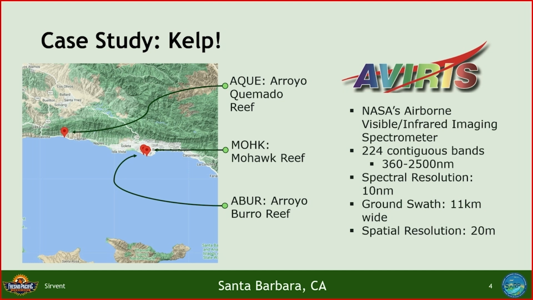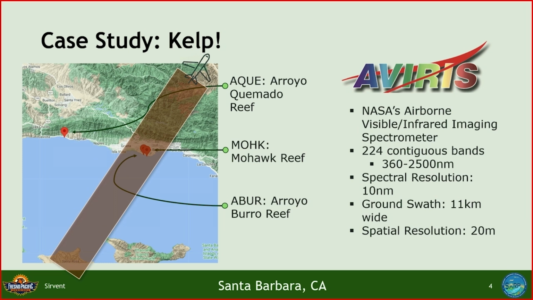And we're going to use AVIRIS, which is NASA's Airborne Visible Infrared Imaging Spectrometer, and it has a spectral resolution of about 10 nanometers. A swath will look like this, and what we want to do is take pixels that were taken contemporaneously and in the same spatial area as the in situ data in order to validate the model.